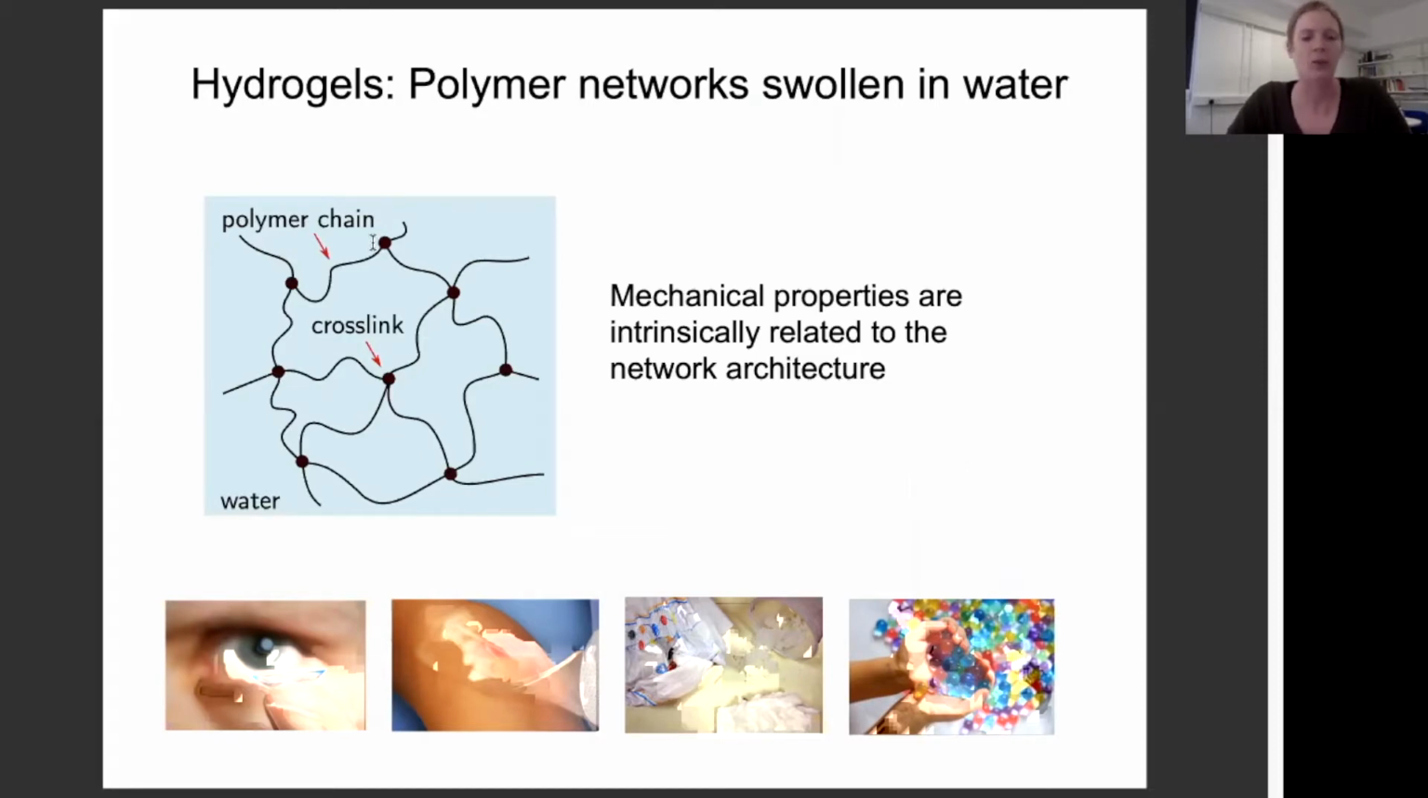And they are used for a broad range of applications, for example, contact lenses and wound dressing, but they're also being developed for tissue engineering, drug delivery, microfluidics. In all these applications, of course, the mechanical properties are important. These mechanical properties intrinsically depend on the architecture of the underlying polymer network. And there is this important question of what is the exact relationship between the network architecture and the mechanical properties. This has been a long-standing question in polymer physics.